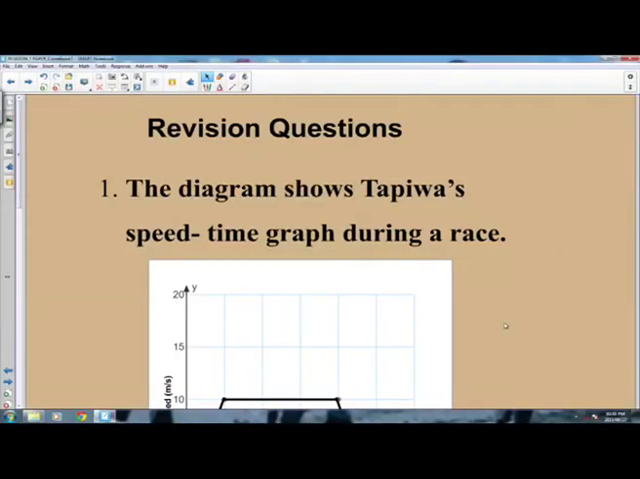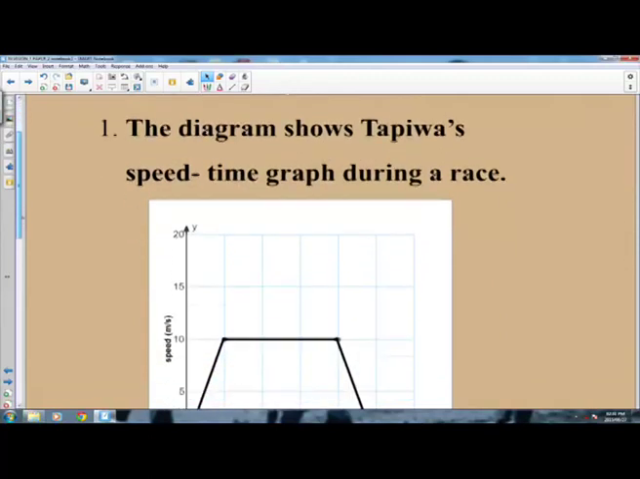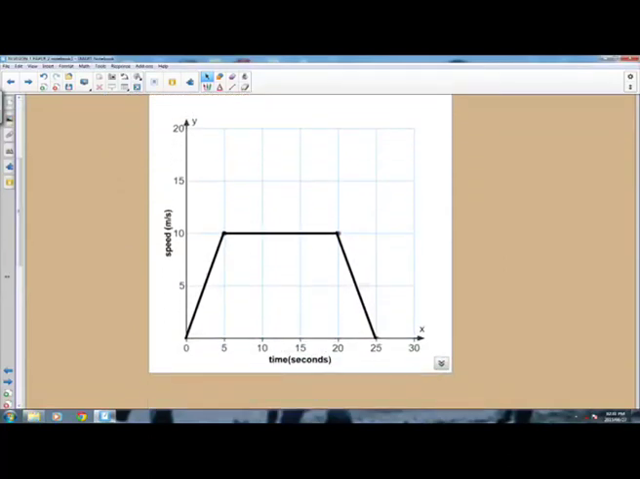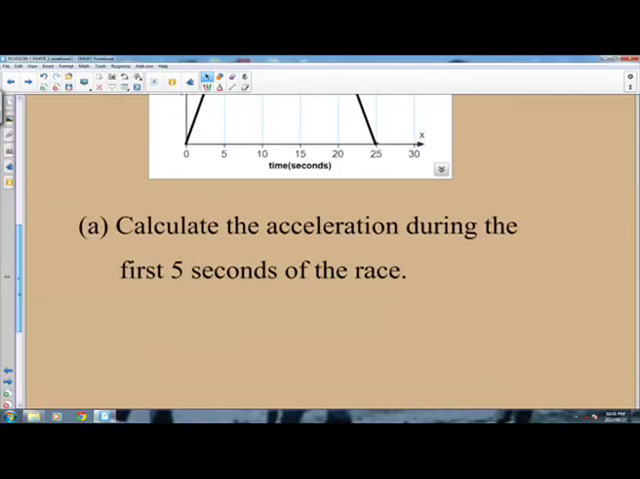The first question says, the diagram shows the pure speed time graph during a race. So this is a speed time graph, and the diagram is here, which you are to use. Then you need to look at the questions that you are expected to answer using this graph. The first question says you are to calculate the acceleration during the first 5 seconds of the race.